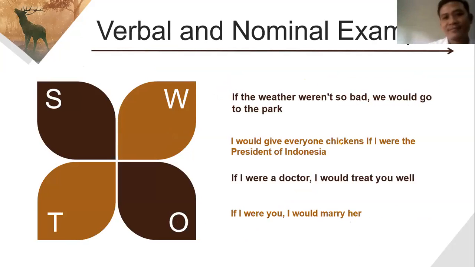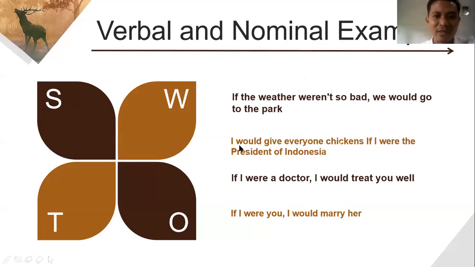Now, can you find which one is verbal and which one is nominal sentence in this? There are 4 sentences here. Number 1: if the weather weren't so bad, we would go to the park. If the weather weren't so bad, is it nominal or verbal? Nominal, okay? Because we don't have a verb here. We would go to the park is verbal. We have "go" here. Go is a verb.